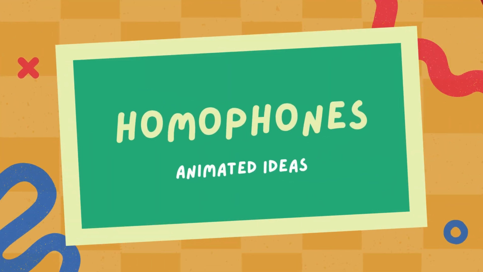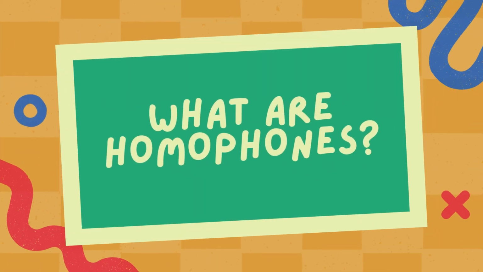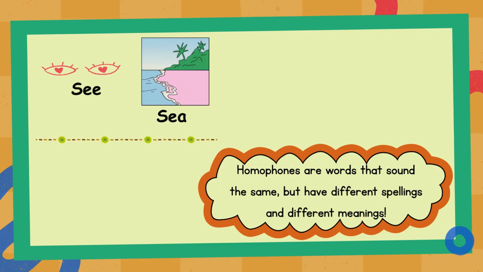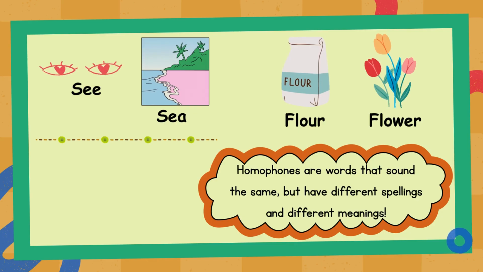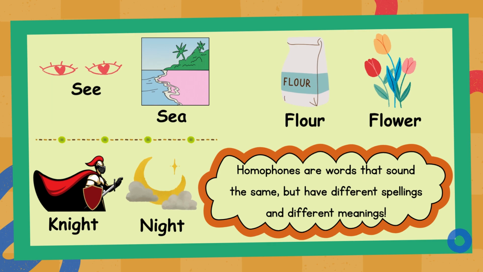Today, we're learning about homophones. What are homophones? Homophones are words that sound the same but have different spellings and different meanings. See? See. Flower? Flower. Night? Night. Even though they sound the same, they are used in different ways.